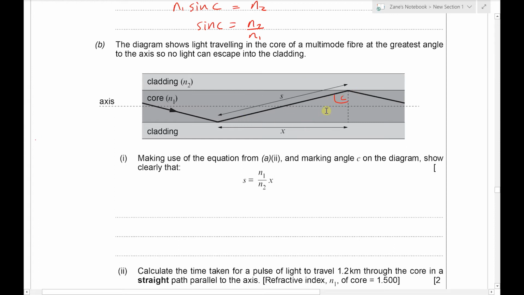Well, in this triangle we have an angle, an opposite and a hypotenuse. So we can say that sine of C is X over S. And we also know that sine of C is N2 over N1. That's what we derived in the first part of the question. Let's do an intermediate step and just cross multiply so that we get X times N1 is S times N2. And then clearly we can see that S will be N1 over N2 times X, as required.